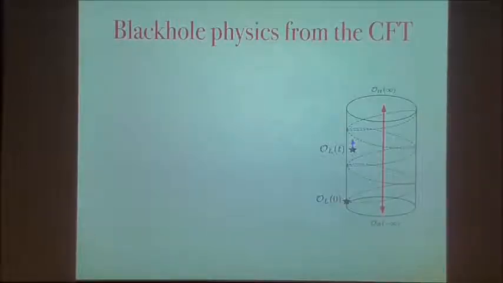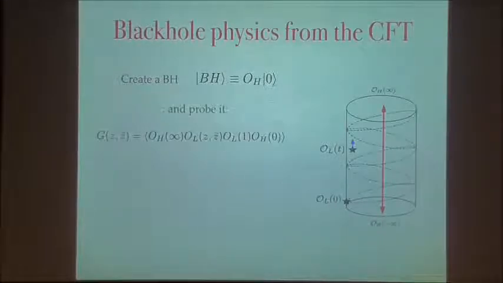So now we can see how to get the thermal black hole physics from CFT. We can create a black hole just by acting a very heavy operator on the vacuum. By heavy, I mean that this operator has a large dimension, which is due to the mass in the AdS. And then after we create this black hole, we probe it with some light operator. This light operator has small dimension or light mass, so it will not backreact significantly on the geometry. And this measurement is represented as this 4-point function.